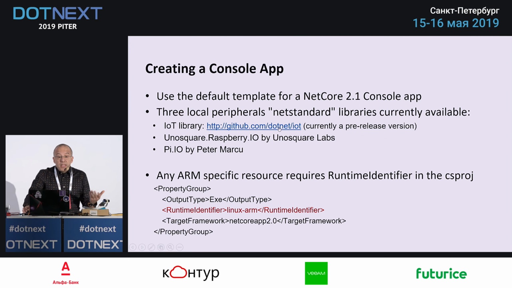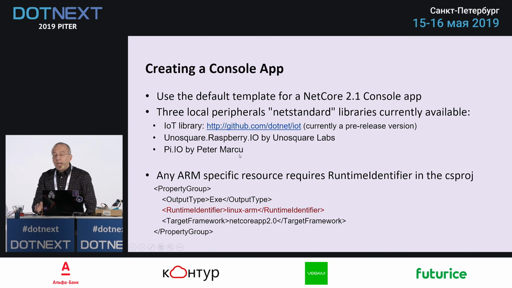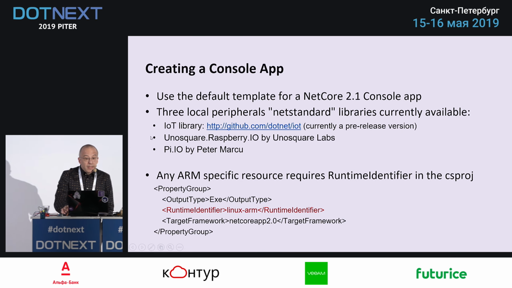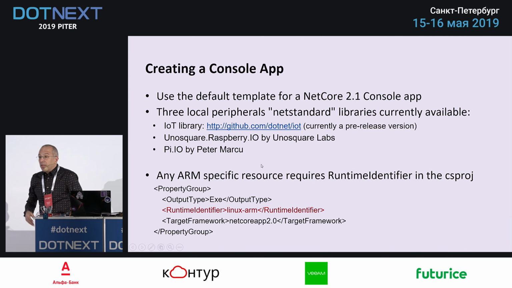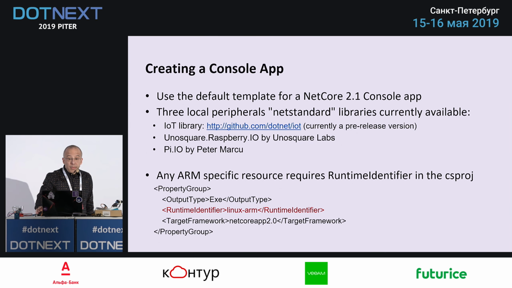And once you have this, you can work, of course, with .NET Standard libraries. There are three that deal with devices. So beyond the one that I already told you about, the .NET IoT, there is the Unosquare Raspberry IO and the Pi IO by Peter Marcu. This guy is a Microsoft guy, so my guess is that now the Pi IO has been merged with the first one. But if you want to try, it's there.